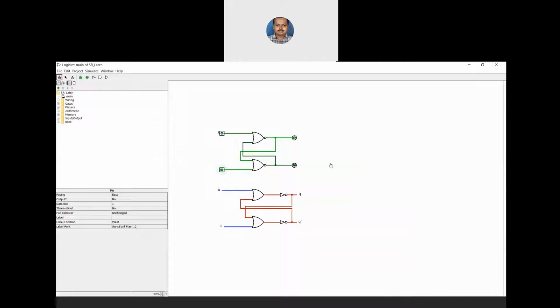Any difficulty in understanding the behavior of an SR latch? You should always know the function table, because that gives the behavior of the respective latch. For this SR latch, you should remember the function table we discussed now. Any issues? Anyone? Yes, no? No issues? Shall I go to the next topic?